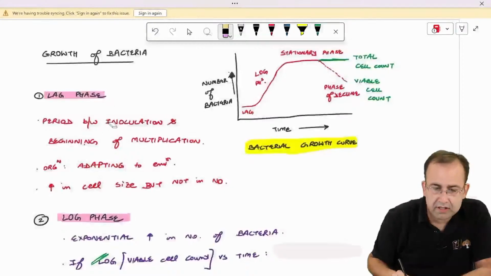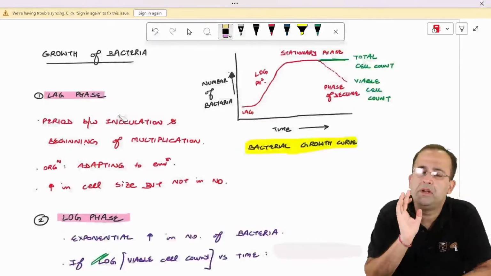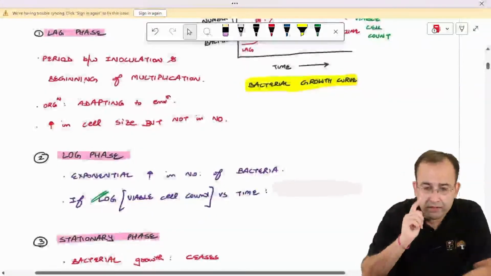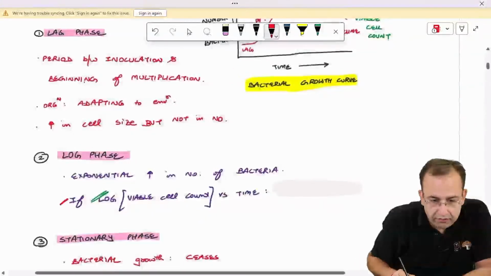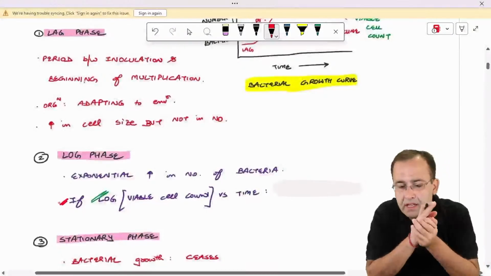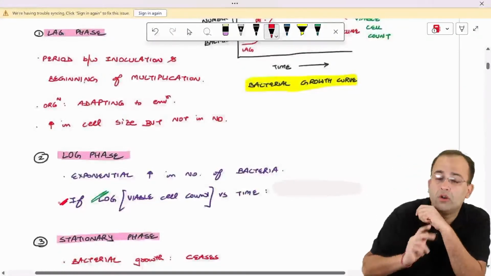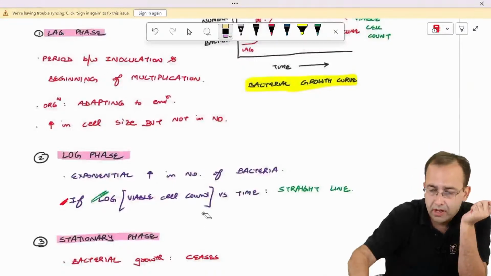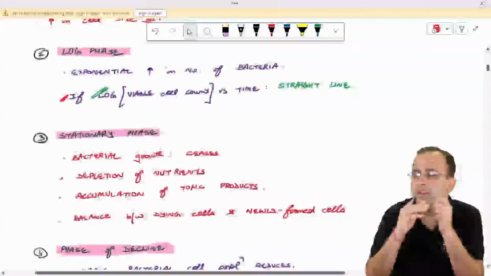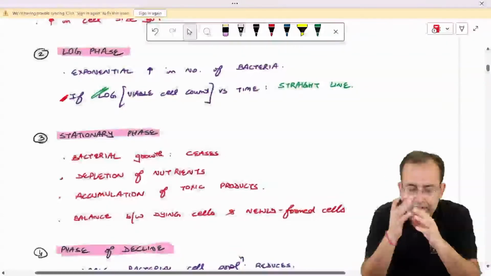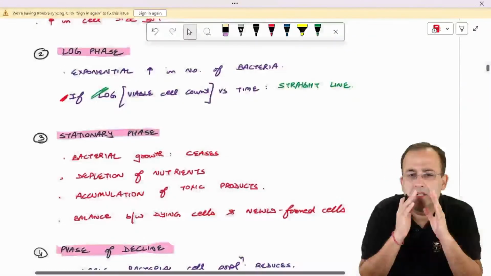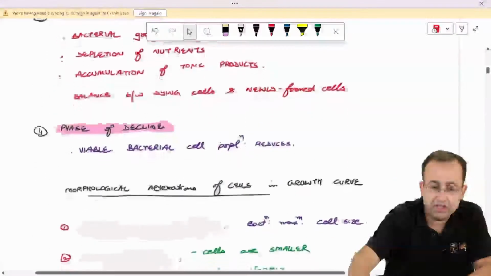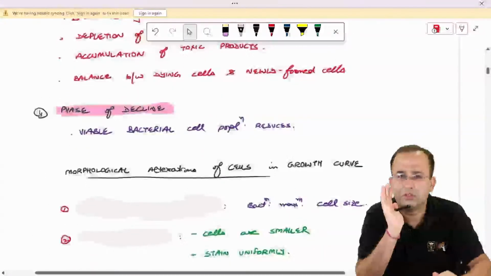Lag phase is the period between inoculation and beginning of multiplication. Log phase is an exponential increase in bacteria. The point to be seen here is that if the log of viable cell count versus time is plotted, in log phase it is a straight line. Then is the stationary phase, in which bacterial growth ceases. There is depletion of nutrients and accumulation of toxic products, followed by a phase of decline where the viable cell population reduces.